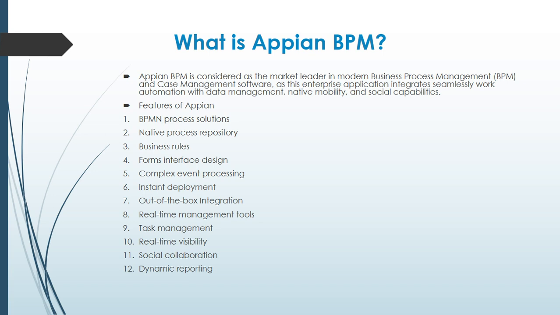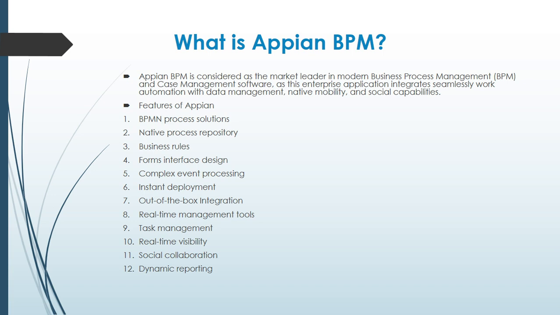Appian BPM is considered the market leader in modern business process management and case management software, as this enterprise application integrates work automation seamlessly with data management, native mobility, and social capabilities. There are a few features that Appian has, due to which it is now a popular BPM tool. I'm going through each of the features one by one.